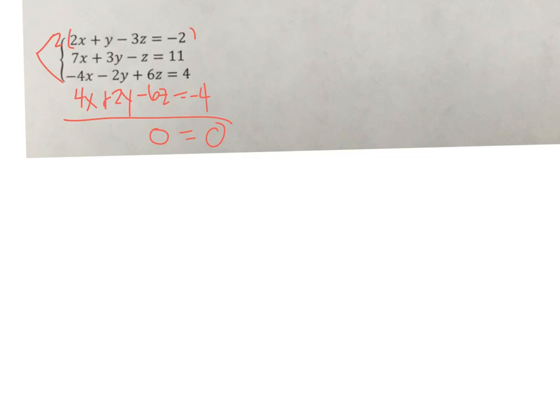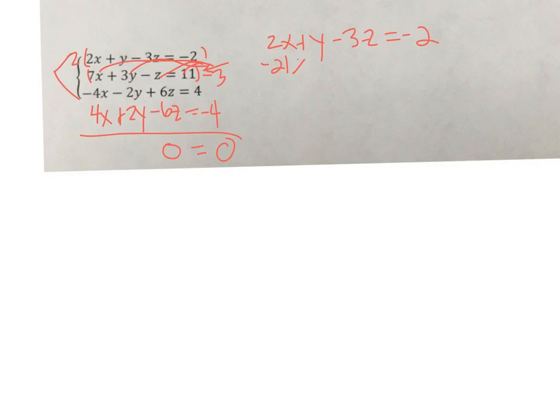I'm going to take the first equation and leave it alone, and I'm going to multiply the second equation by a negative 3. So I'm going to leave the first one alone, 2x plus y minus 3z equals negative 2. And I'm going to multiply the second one here by a negative 3, and it has to multiply by every term. So I have negative 21x.